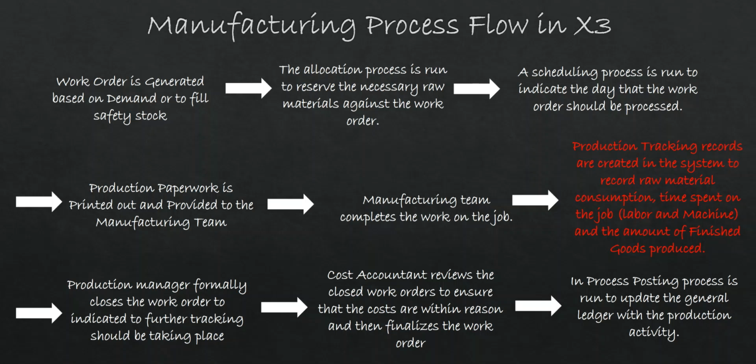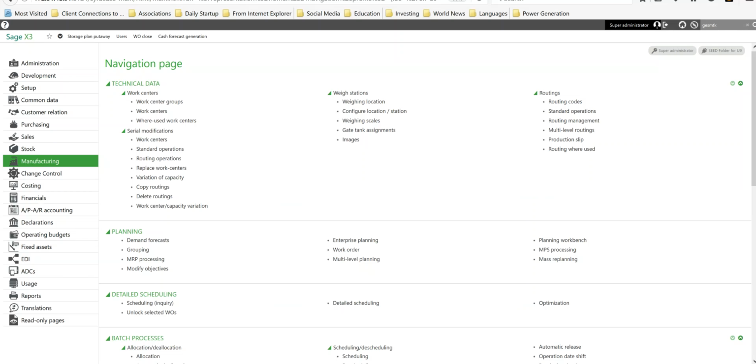Okay, then once they complete that review, they'll go through a process of what's called finalizing the work order. Then the final step in the process is to run a function called in-process posting, which is basically the routine within the system that you can run to update your general ledger with all the results of these production trackings. Okay, so next let's go into the X3 system.